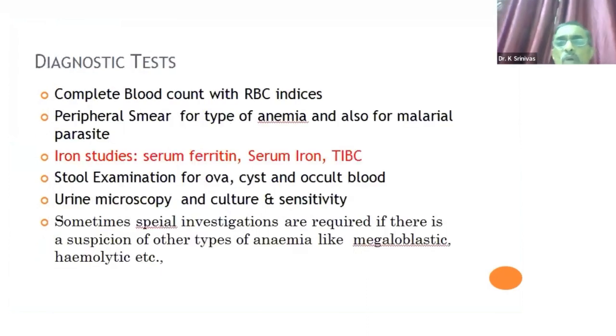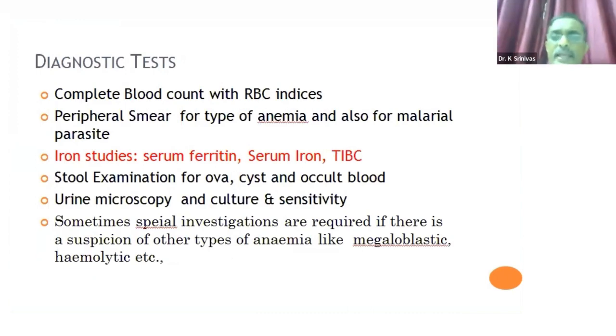So what do we do? How do we make a diagnosis or confirm the diagnosis? See, I have written some of the simple things that have to be done. Please do not forget. Don't keep on telling advanced investigations in the exam. When the examiner asks you, you have to do a complete blood count with RBC indices. That's going to tell you very important information about what anemia we are dealing with.